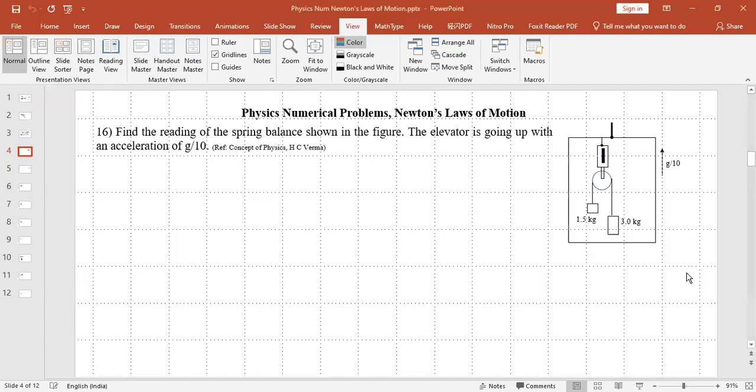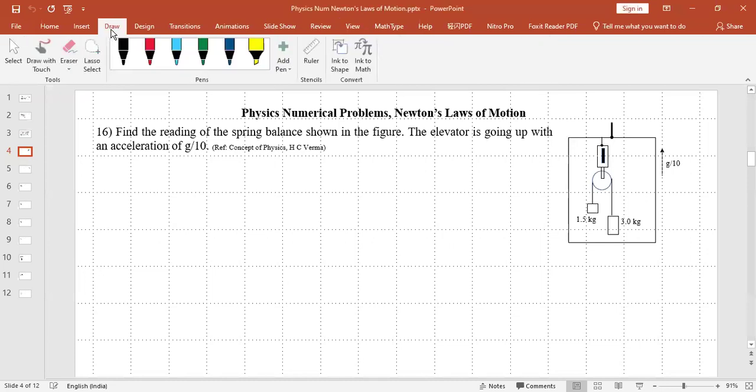Let's take another problem from the same chapter of Newton's laws of motion. It says to find the reading of the spring balance. Here is the spring balance, as shown in the figure. The elevator is going up with an acceleration of g by 10. That means the whole elevator is going up with an acceleration of g by 10.